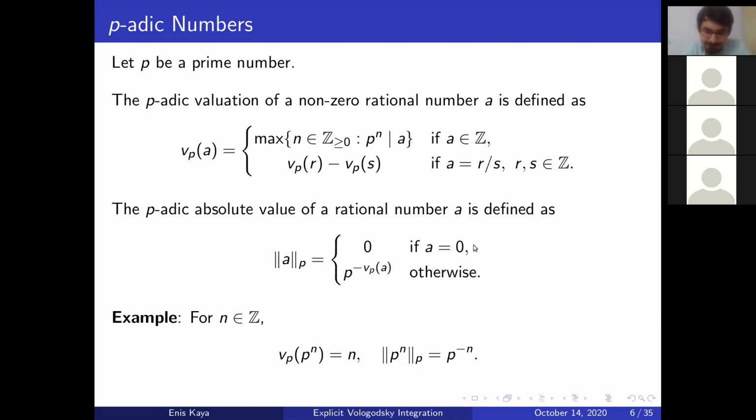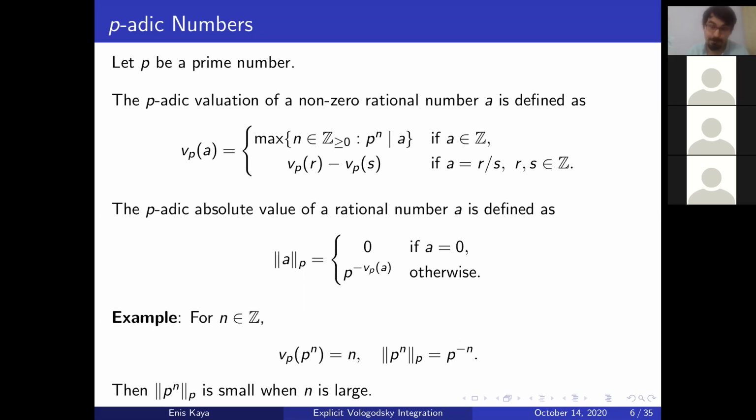Here we have an integer n, and what is the valuation of p to the n? So this is exactly n, because p to the n divides p to the n, but p to the n plus 1 does not divide p to the n. So this is n. And the p-adic absolute value of p to the n will be, just by definition, p to the minus n. So p-adically, we can say that p to the n is very small. It is close to 0 if n is large. So this just says that p to the n is close to 0 p-adically when it is divisible by high power of p.